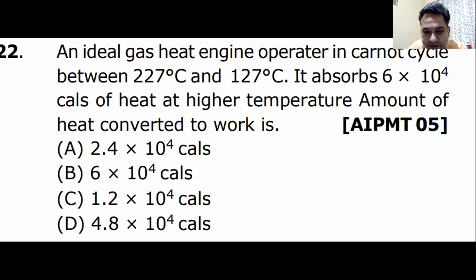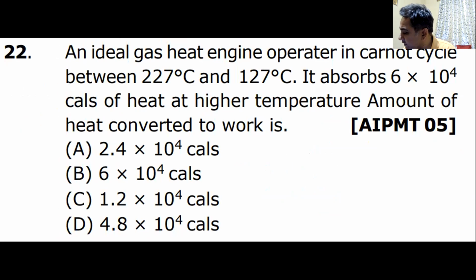Let's move on to the next one. The last question for this. And you can see this came in your NEET. An ideal gas heat engine, that means Carnot cycle, operates between 227 and 127. It absorbs 6 into 10 to the power 4 calories of heat. You can understand that the same question comes over and over again. They do not even change the values. Have we done this question before? Yes, just now we did it, and the answer is C. Yes or no?